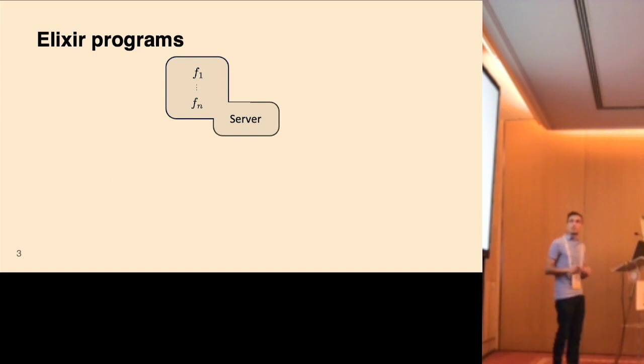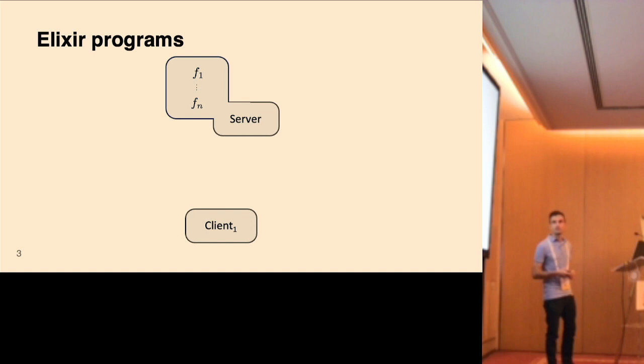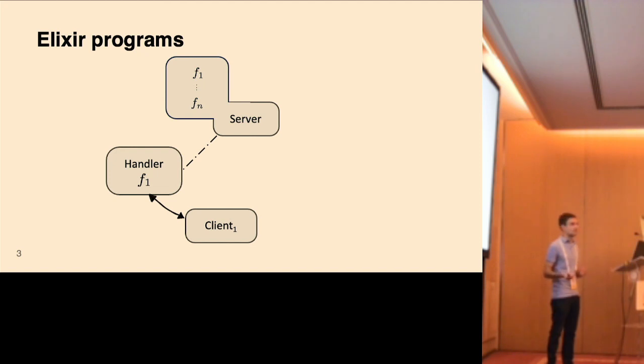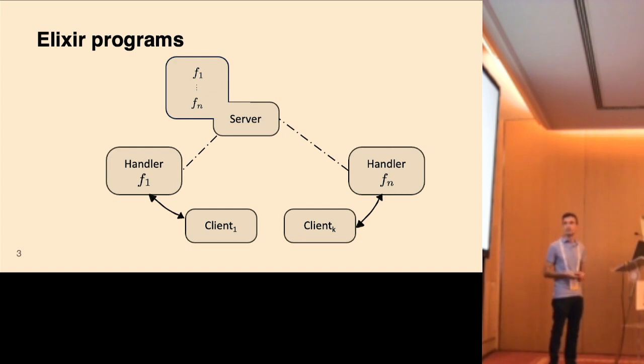We target one specific pattern. Consider one common design where you have a server that offers some services, in this case F1 up to Fn, and you have a client that wants to use the server. The client sends a request, but rather than the server handling it directly, the server spawns a handler as a separate process, and then the handler runs the required function, for example F1. In this case, the handler can interact via message passing with the client. If there are any other clients, since the server is free, it can accept further requests and create other handlers.